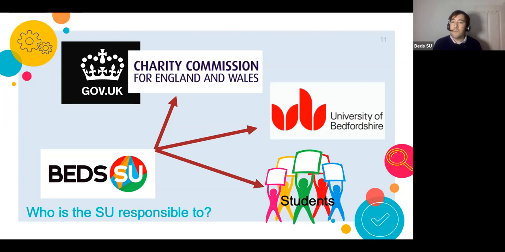You might wonder, what about students? You know, the university gives us money and they oversee us by law, as does the Charity Commission for England and Wales. Well, actually, within our legal documents, students are also who we are responsible to. The executive officers are elected by students.